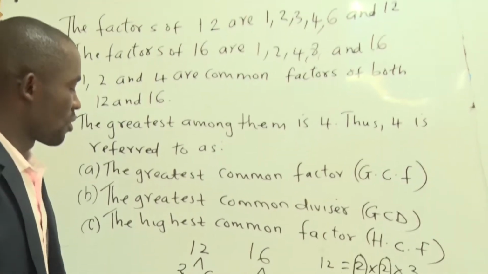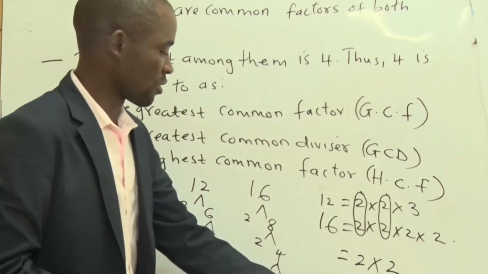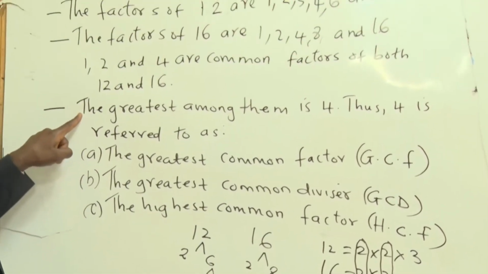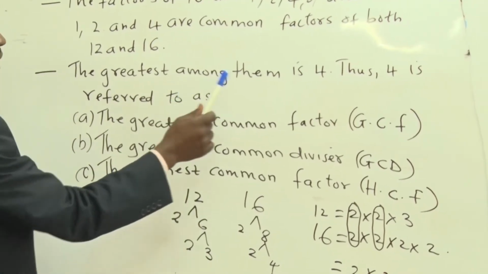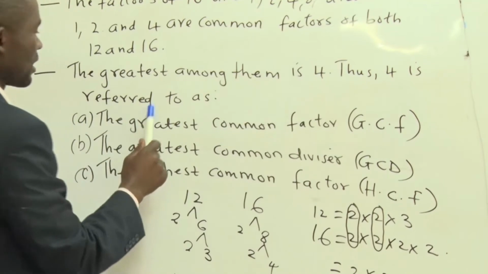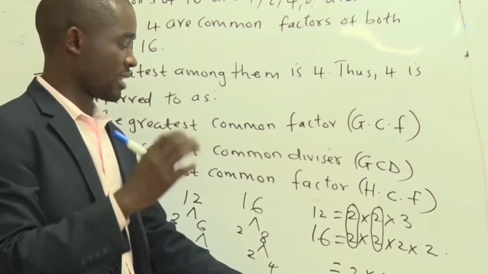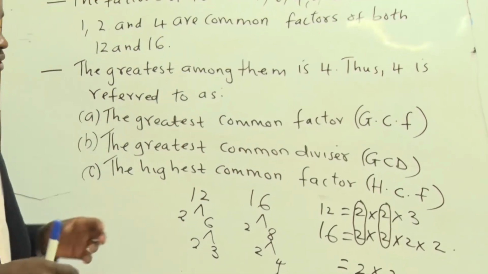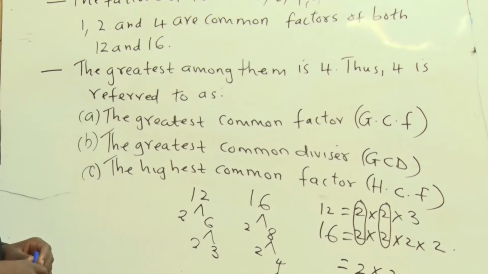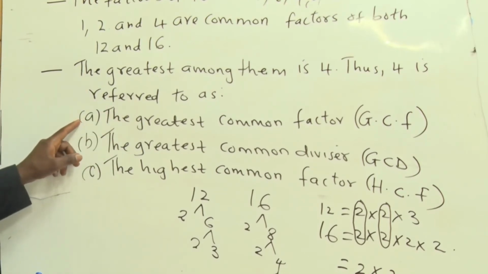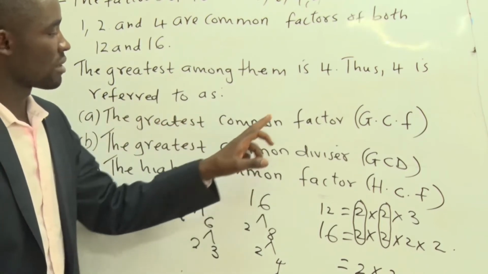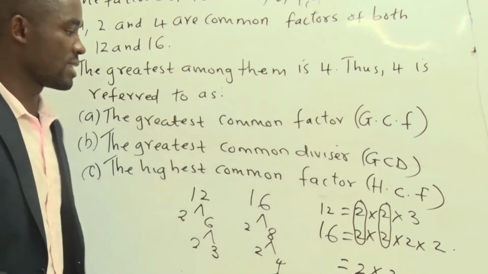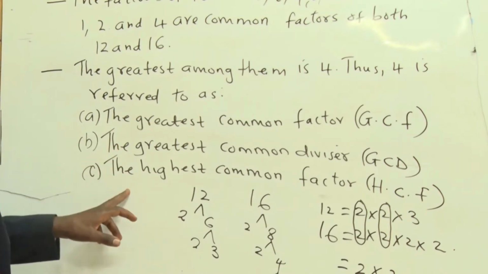Alternatively, you can pick up on this alternative method, which also gives the 4. Now basically, the third point says that the greatest among them is 4. Thus 4 is referred to as, remember, this 4 has 3 different names which mean the same thing. So if you encounter any of those 3 names in the exam, they mean the same thing. The first one is that 4 can be referred to as the greatest common factor. It can also be referred to as the greatest common divisor, GCD. It can also be called the highest common factor.